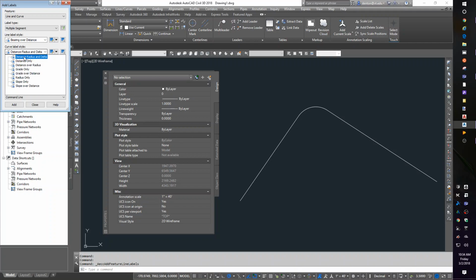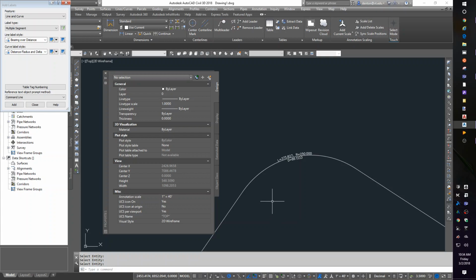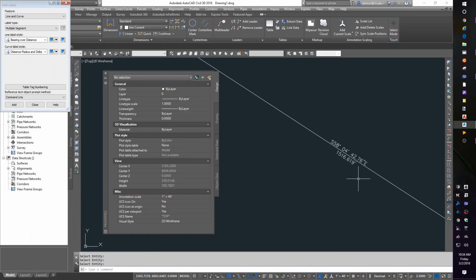For curves, you can have different things. You want the distance, radius, and delta. That's fine. That's about all it gives you. And I'm going to hit add. Now when I pick my line, my curve, and my line, I get the bearing over distance and the curve information, bearing over distance. They're showing the seconds with 2 decimal places. That seems a little extreme, and I don't know anybody that does 3 decimal places on their regular distances, but those would be in the units.